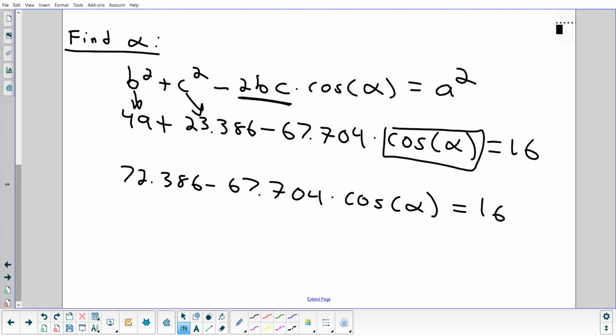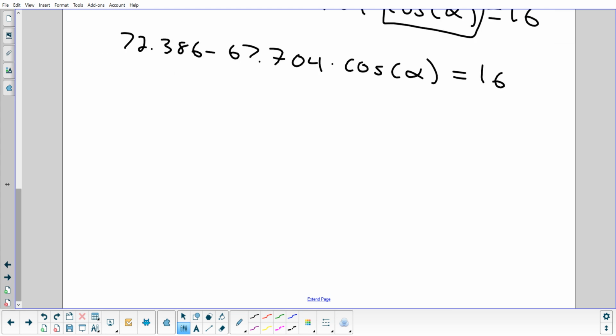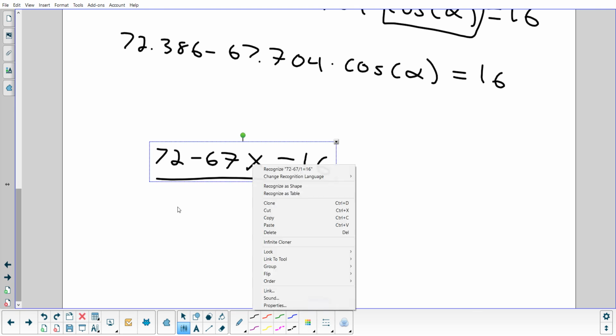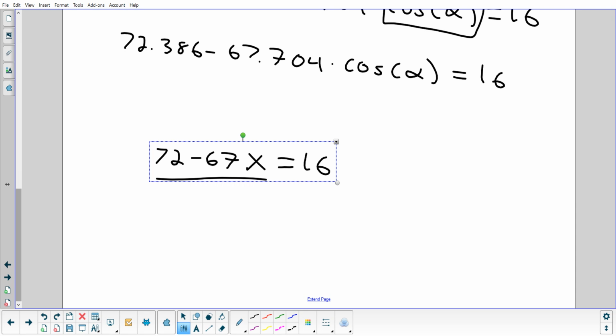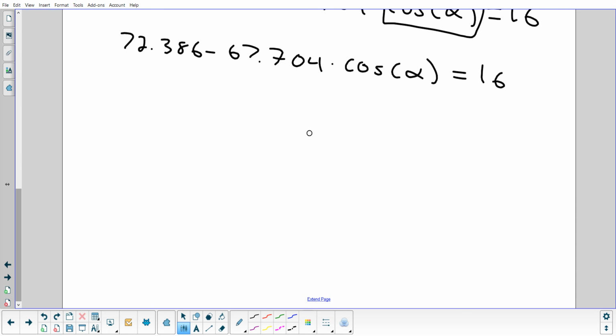Cosine alpha equals 16. So what you have at that step, if you want to look at it a little simpler, is like this: 72 minus 67 times something you don't know equals 16. That's basically what you're trying to solve right now. So what would be your next step in that equation? Subtract 72. You can't do 72 minus 67, for the same reason you can't do it right there. The 67 is multiplied by an unknown. That's not a like term with the 72. So we're going to subtract the 72 to the other side, and then divide by the negative 67.